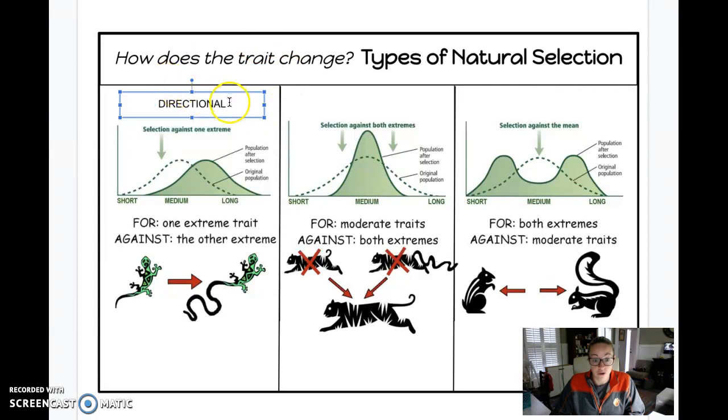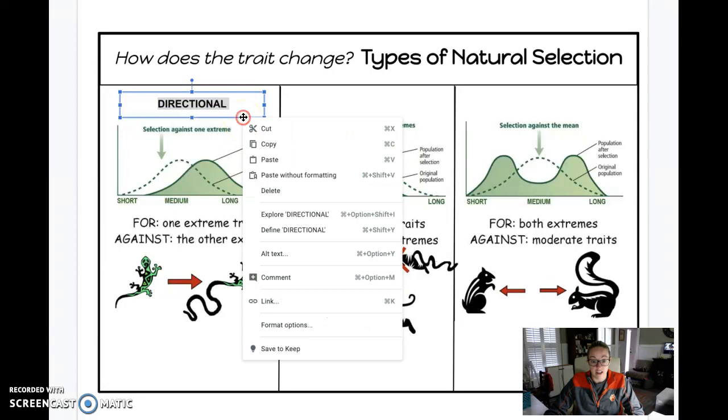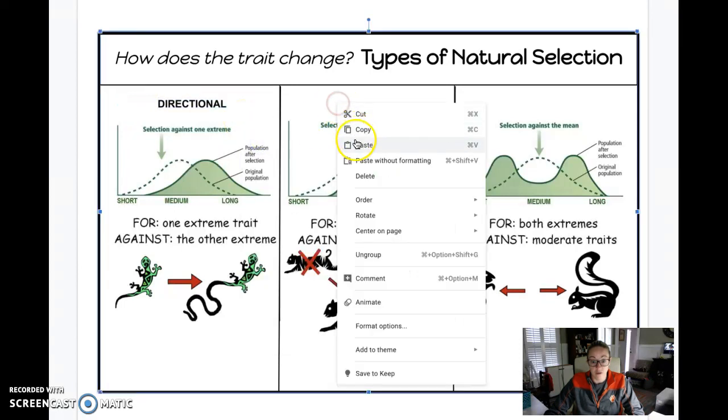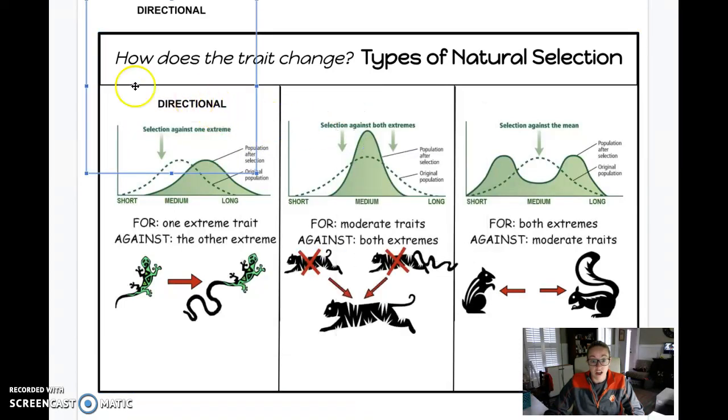So directional will move from one extreme to the other. Okay? The line, meaning the bell curve, will move from one side to the opposite side.